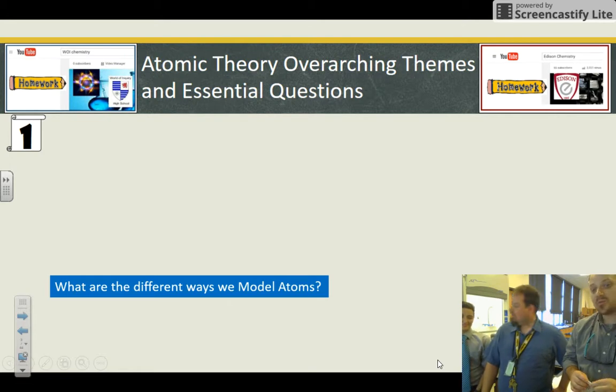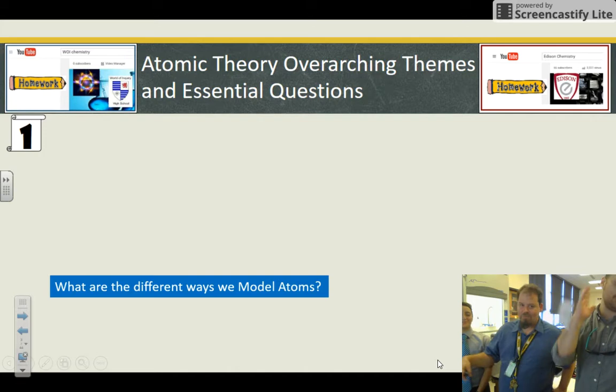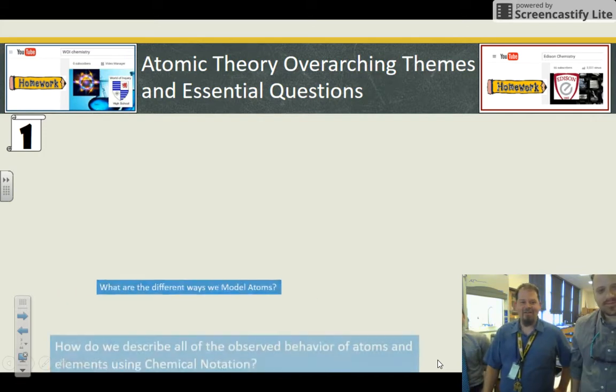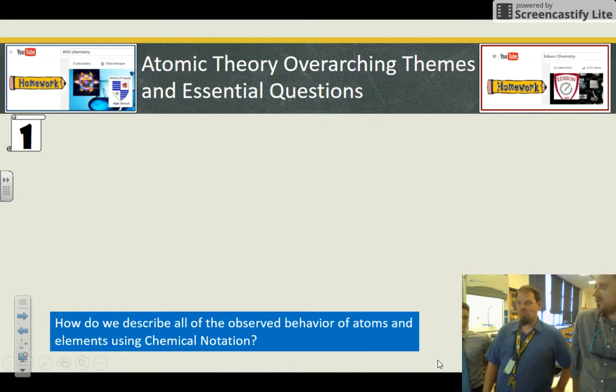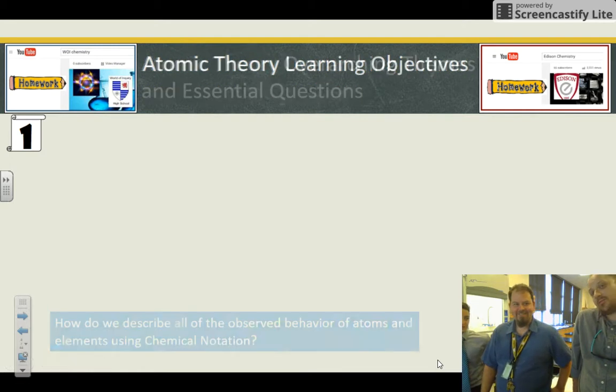What are the different ways we model atoms? How do we describe all the observed behavior of atoms and elements using chemical notation? I won't answer the question yet.